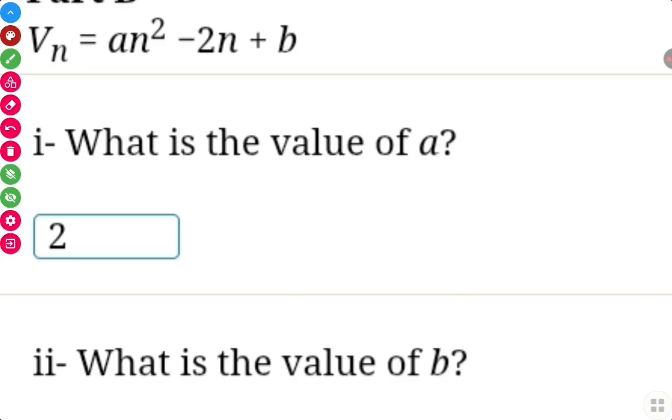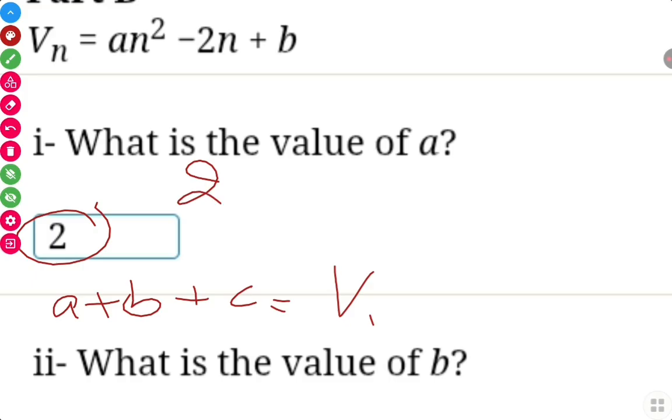The equation for c is a plus b plus c equals u1. Or in this case it's v1, because the name of the sequence is v. A, we found it, it's 2. B, we need to find it. C is what we're trying to find. And then v1 is 11. If we go back to the sequence, the first number there is 11.